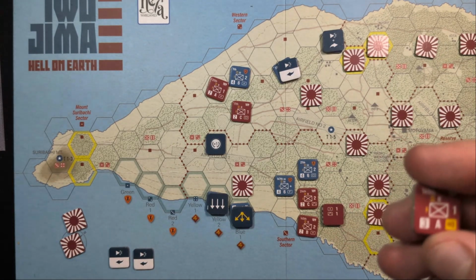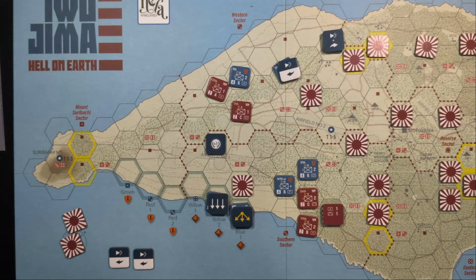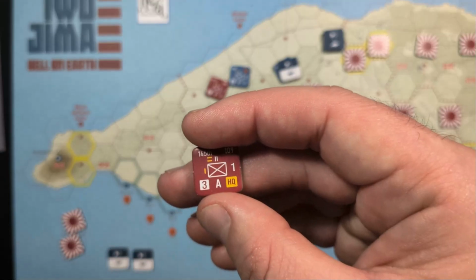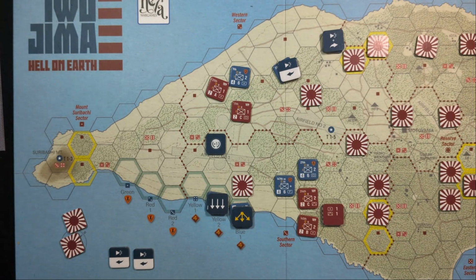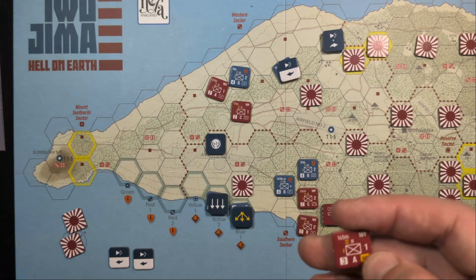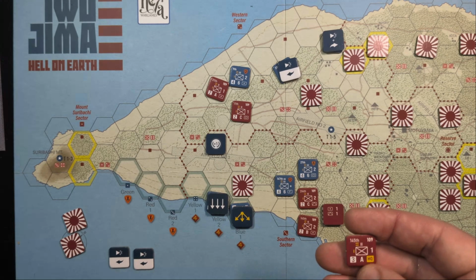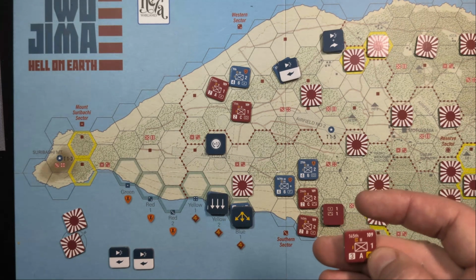So we have another value for the support of the Japanese unit, that is an HQ, Headquarters. If you're attacking this unit, you will have a -1 modifier shown here in the value, and all adjacent units that you attack adjacent to this counter will have a -1 too.